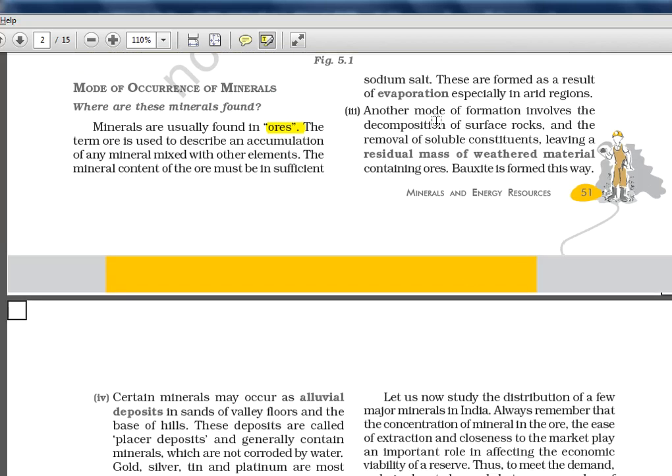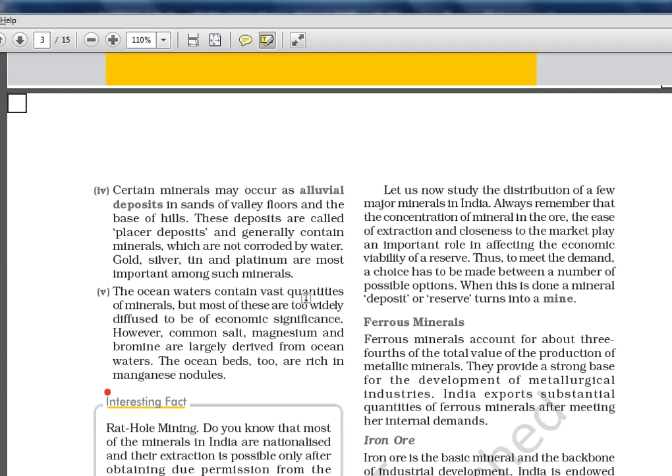Third is another mode of formation, which involves the decomposition of surface rocks. Okay, so we saw igneous and metamorphic, then we saw sedimentary. Now we have the decomposition of surface rocks and the removal of soluble constituents, leaving a residual mass of weathered material containing ores. Okay, so bauxite is one example of this third category, where decomposition of the rocks happened and it leaves behind this residual mass of weathered material. So that is the bauxite ore. Again, certain minerals may occur as alluvial deposits. Okay, in the sand, silt, and all in the northern plains, we have this, and there we will even get gold, silver, tin, and all, in minute quantities.